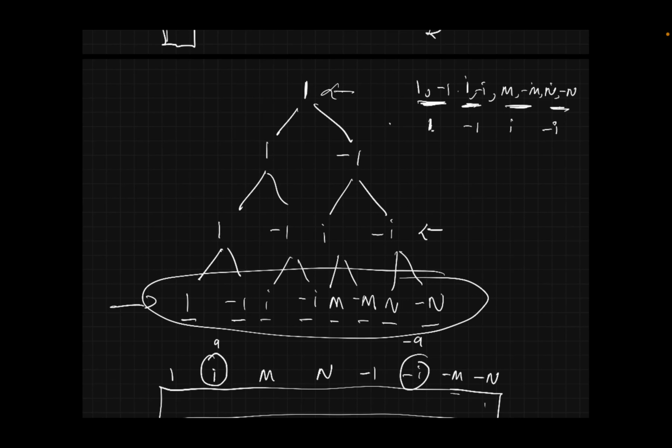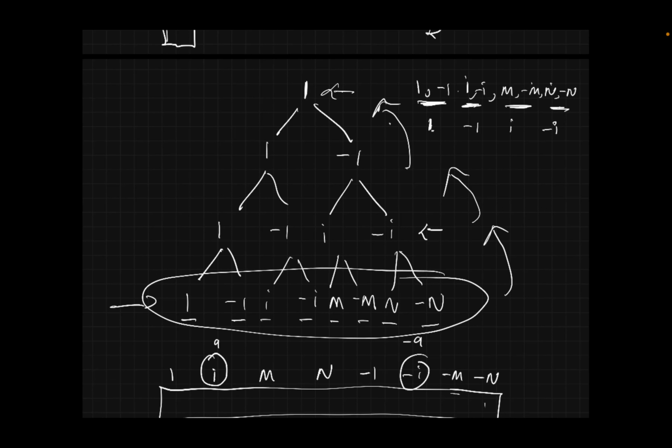Okay, so to go up, you square, and two things will give you the same square. And to go up again, you square. Two things will give you the same square. And to go up again, you square. Two things will give you the same square also.